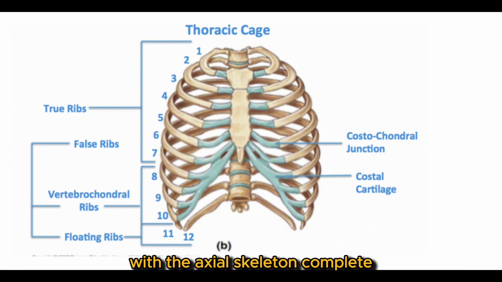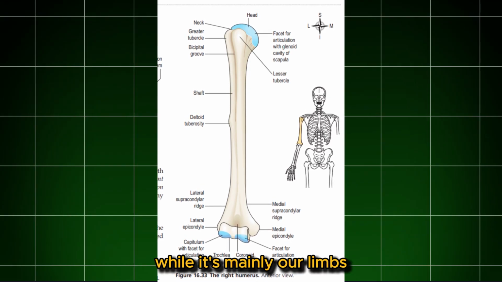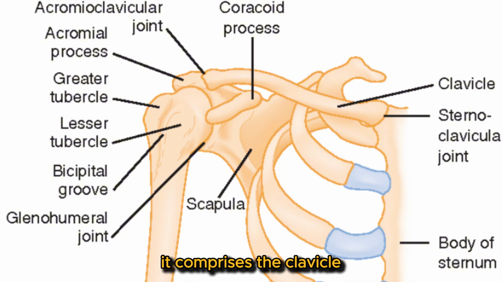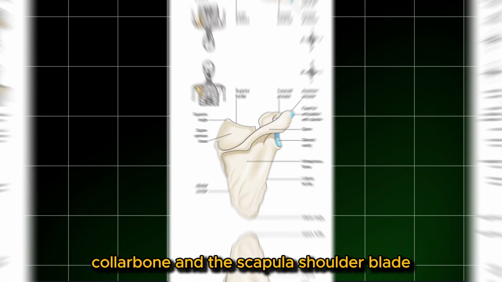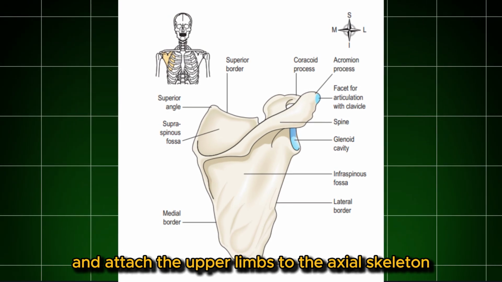With the axial skeleton complete, let's move on to the appendicular skeleton. While it's mainly our limbs, there are other components too. Starting with the pectoral girdle, it comprises the clavicle, collarbone, and the scapula, shoulder blade, which together give structure to the shoulder and attach the upper limbs to the axial skeleton.